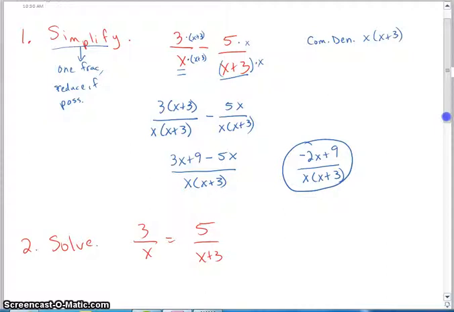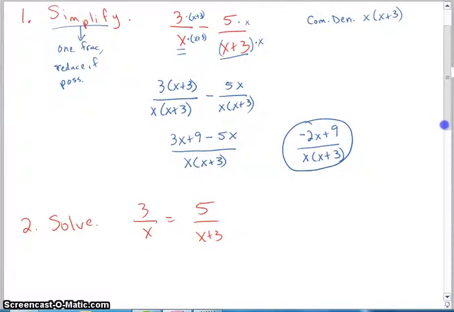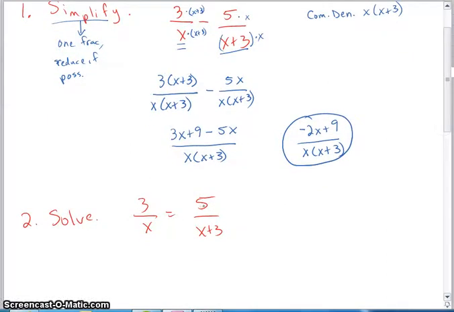If I asked you to solve a problem that looked like that, it would be 3 over x equals 5 over x plus 3. In this case, I'm trying to get rid of the denominators because I can keep it equal. I can balance this equation. I can keep the equation balanced by multiplying both sides. If I multiply the right side by x plus 3, I have to multiply the left side by x plus 3. And I'm keeping the value. If I do it to both sides, I keep the value.